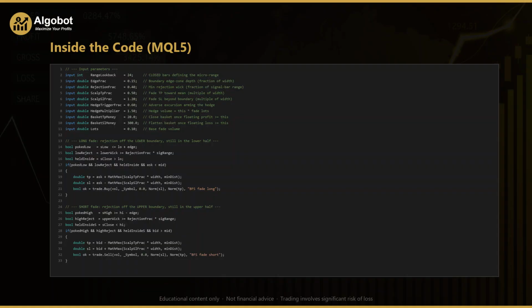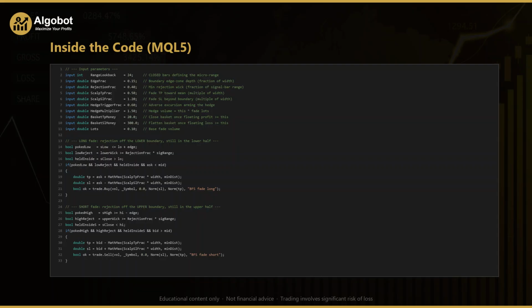Let's look at the actual MQL5 code as it appears in MetaTrader. At the top, you can see the input parameters that drive everything. RangeLookback sets how many closed bars define the micro range. Edge fraction and rejection fraction shape what counts as a valid boundary rejection. Scalp TP fraction and scalp SL fraction set the take profit and stop distances as multiples of the range width. Hedge trigger fraction and hedge multiplier control the recovery layer, while BasketTpMoney and BasketSlMoney govern the combined exit. Lots is the base volume.